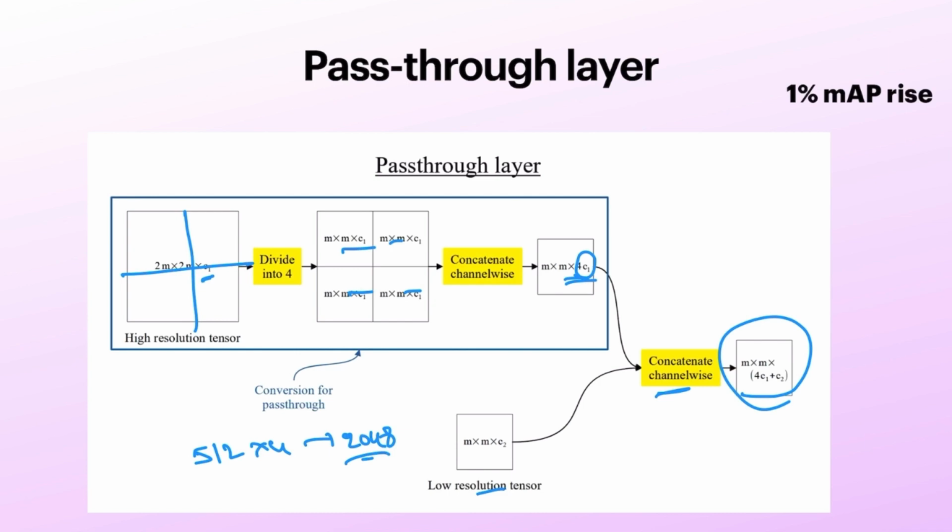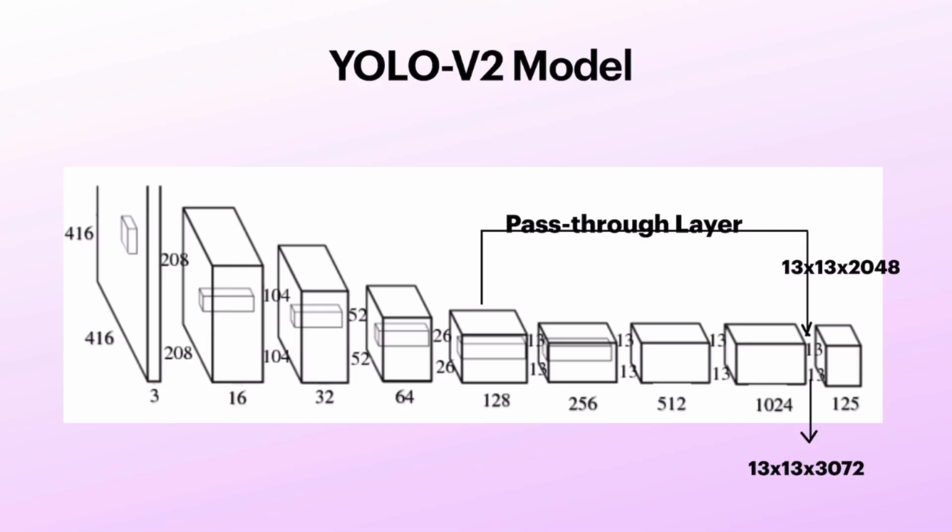And adding this pass-through layer has improved the mAP by 1%. If you see, this is my final model after the pass-through layer. So this is my YOLO-V2 network. Now this 26 by 26 I have passed through here and I am reshaping it as 13 by 13 by 2048 and here I am already having 1024. So finally I will get 3072 here. After this 3072 I am doing some other convolution layers to get these values. So that we will see later. But this is how the pass-through layer works.